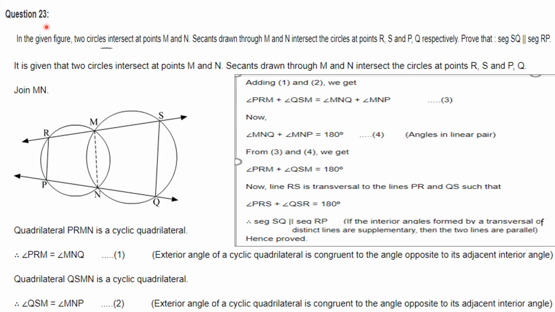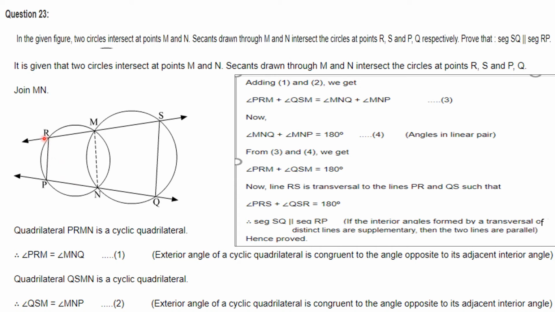Question number 23. In the given figure, two circles intersect at points M and N. Secants through M and N intersect the circles at points R, S, P and Q respectively. Prove that SQ is parallel to RP. Now, two circles intersect at points M and N, the secant passing through M intersects the circles at points R, S and the secant passing through N intersects at points P, Q. Join MN.